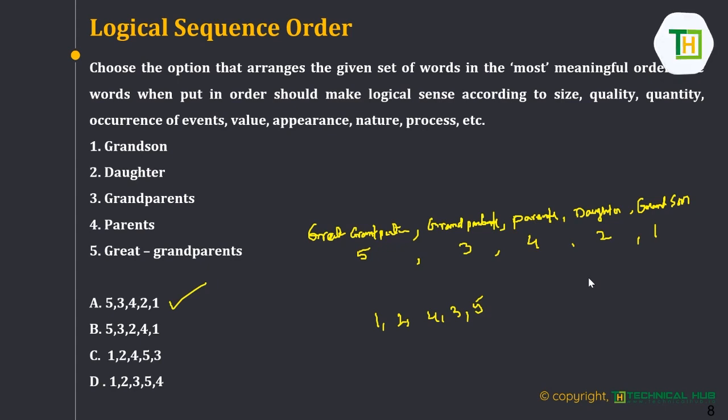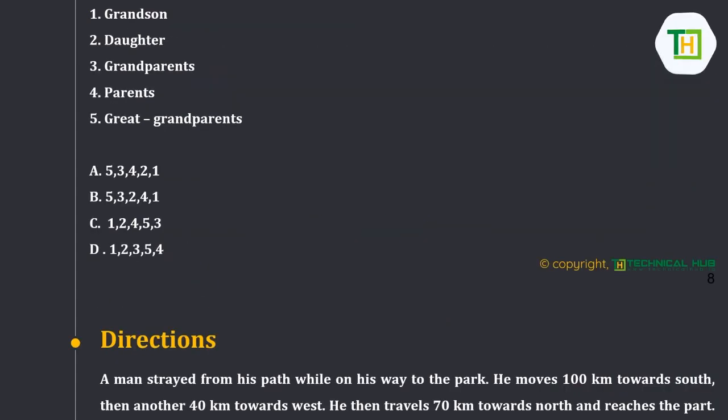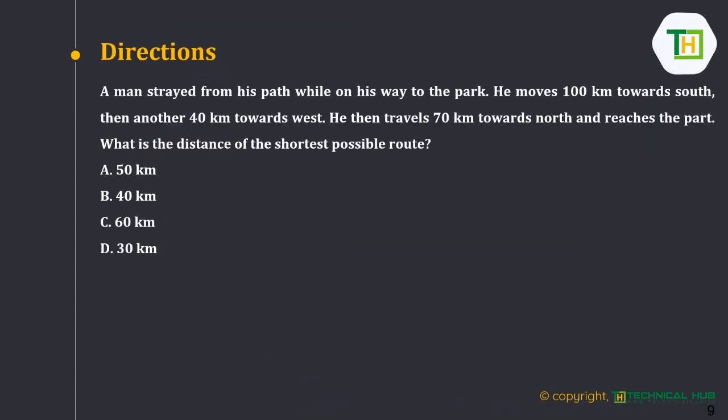Yes. 5, 3, 4, 2, 1 is the right answer. Option A is the correct answer. Move on next one. A man strayed from his path while on his way to the park. He moves 100 km towards south. Suppose man is placing in this place.